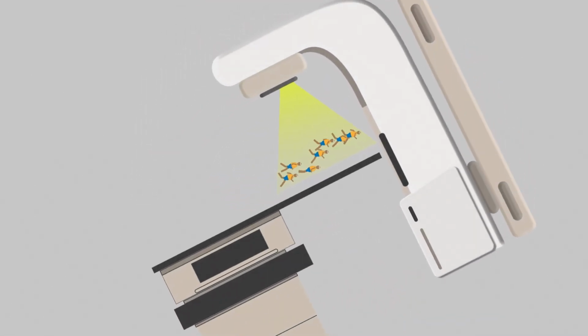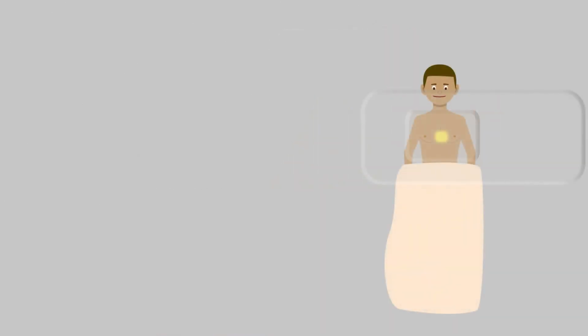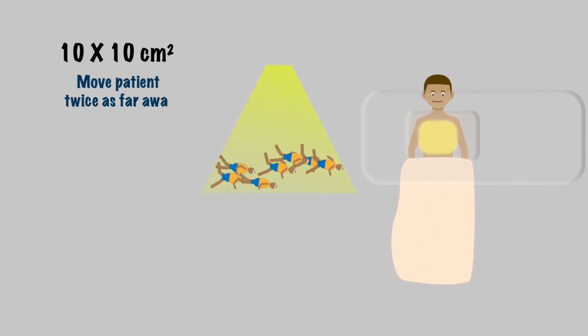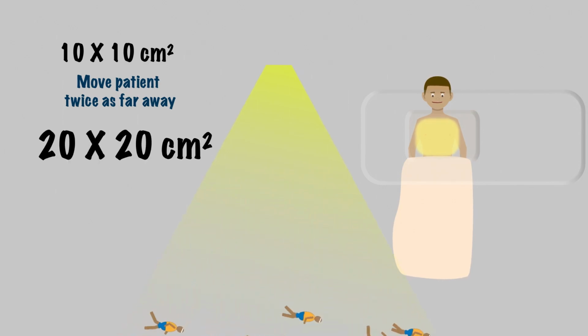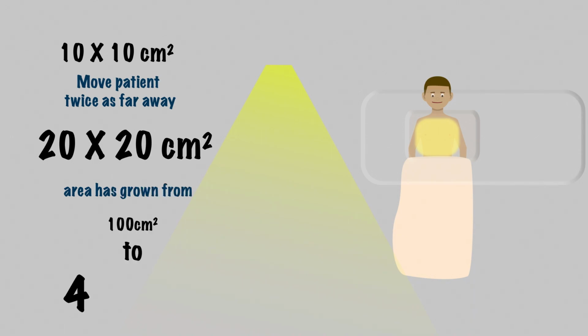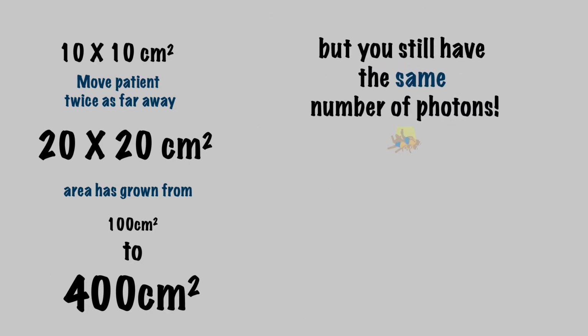Think of the photons as runners starting a race. Everyone is clustered together, but as you leave the starting line, everyone starts to spread out. Imagine using the collimator to shape a 10 by 10 centimeter squared field at the surface of the patient. Now, if you move the patient twice as far away, this field will now be 20 by 20 centimeters squared. So the area of the field has grown from 100 centimeters squared to 400 centimeters squared, but you still have the same number of photons.